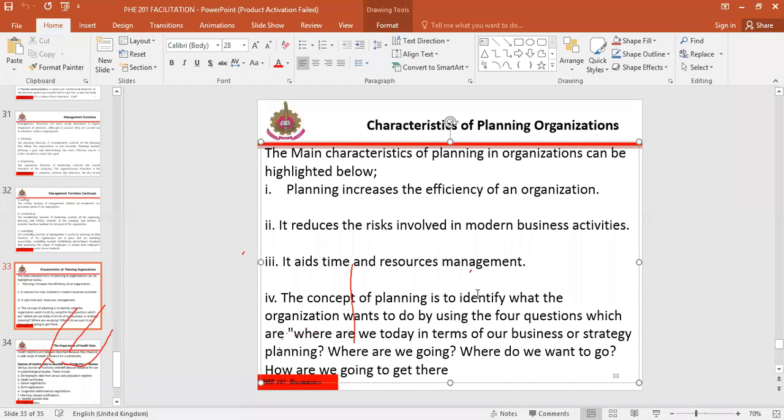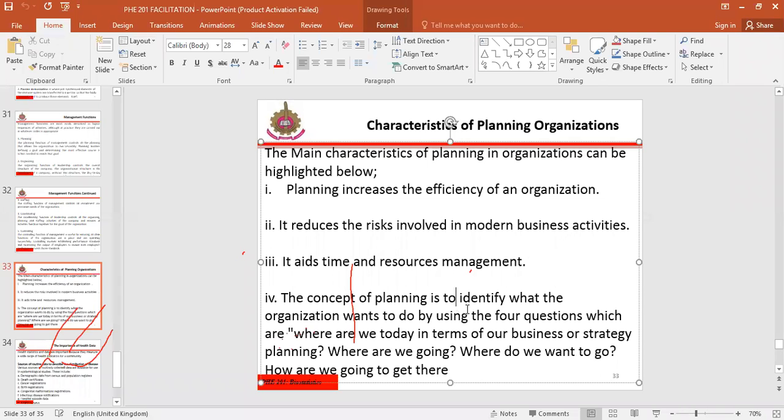Now, characteristics of planning in an organization. Some of the characteristics of planning in an organization are that it increases the efficiency of the organization, and the risks involved in modern business activities are averted when the organization is planned adequately, and it also aids time and resources management.